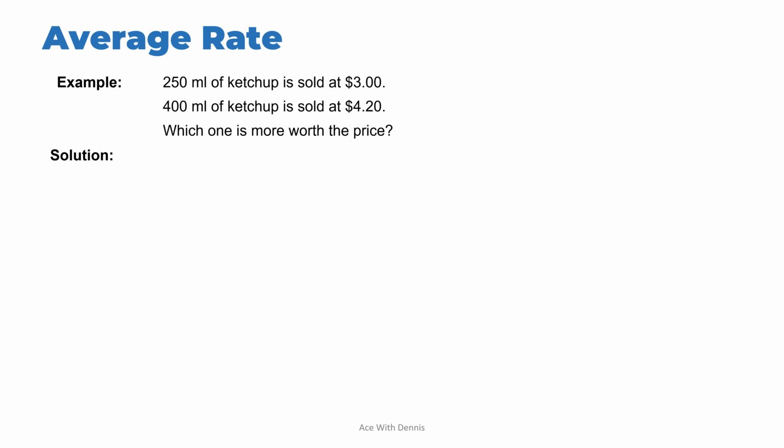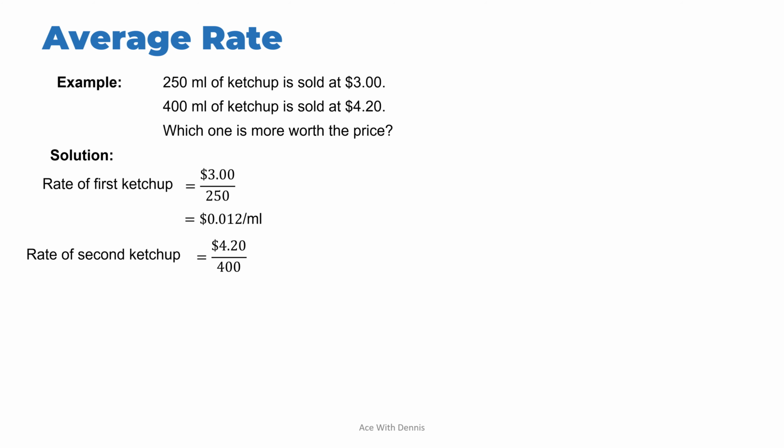Here's the solution. The rate of the first ketchup, we can calculate as $3 per 250 ml, and we get $0.012 per ml. The rate of the second ketchup equals $4.20 over 400, and it equals $0.0105 per ml.